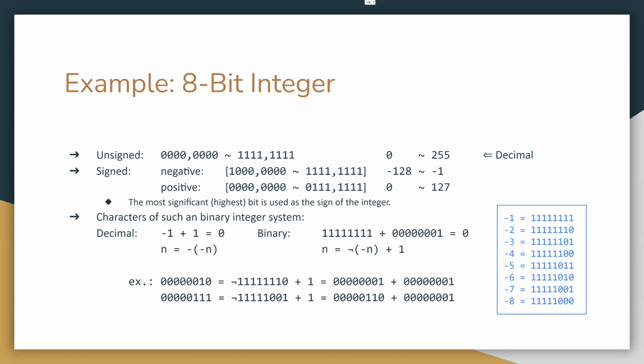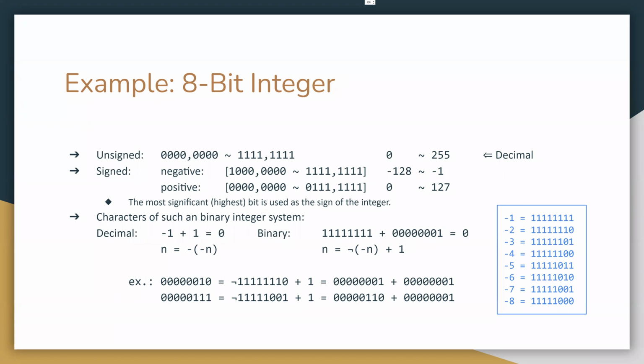So for an 8-bit integer, if it's unsigned, the value range is 0 to 255. That's 8 bits of 0, and that's 8 bits of 1, from 0 to 255. And if you make it into a signed integer, then the range would be from minus 128 to 127. So why is it not 128? Never mind. Well, actually, that is 128. Minus 128, I'm sorry.